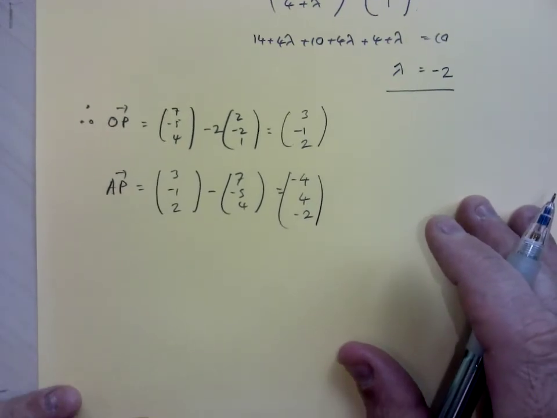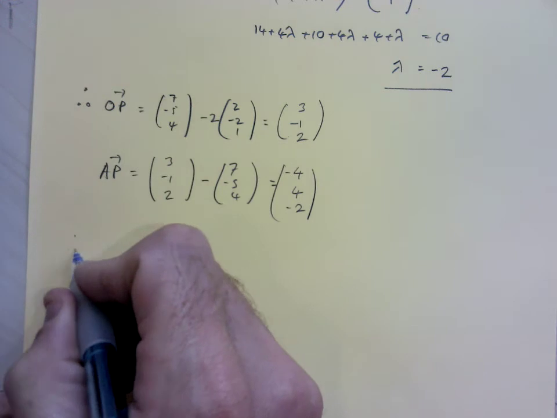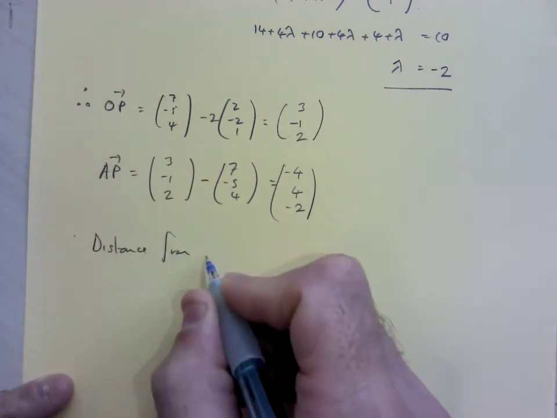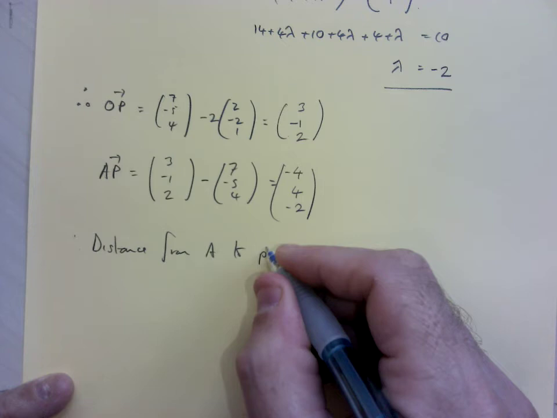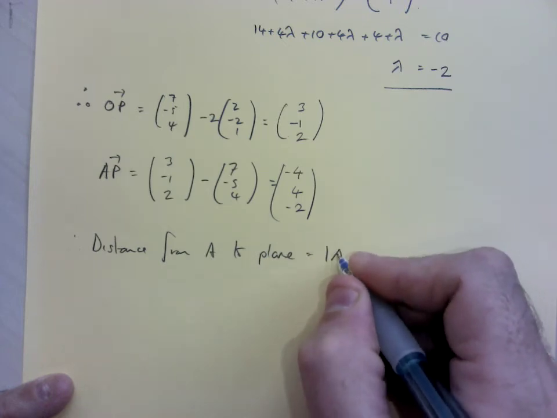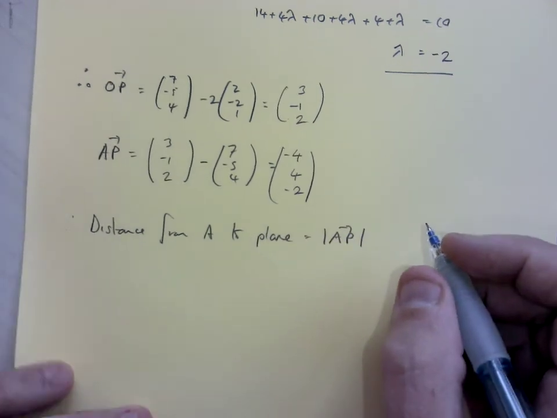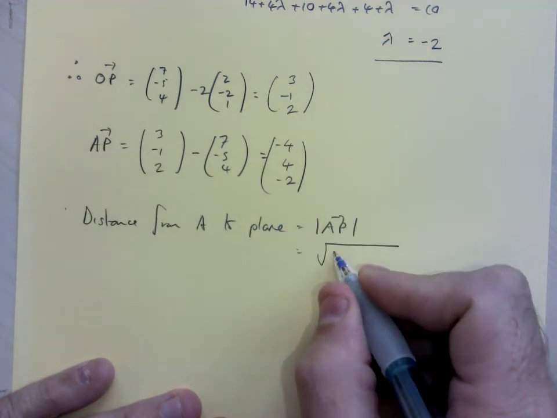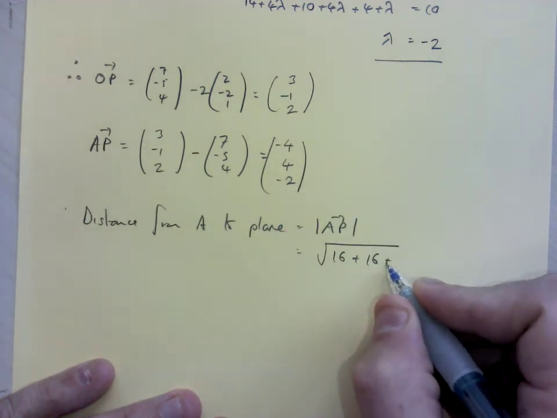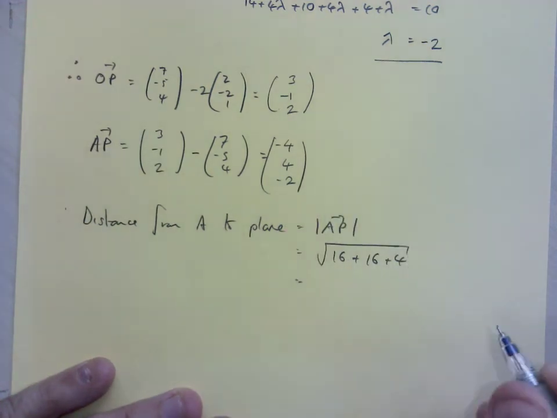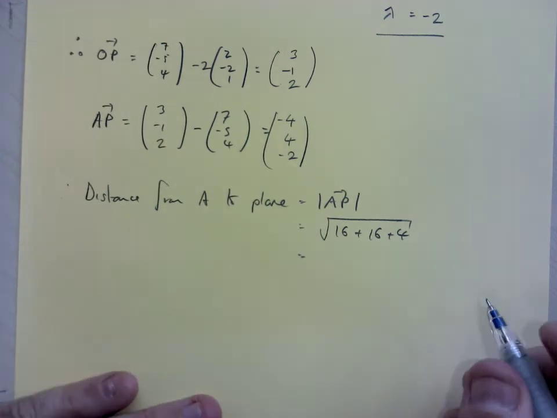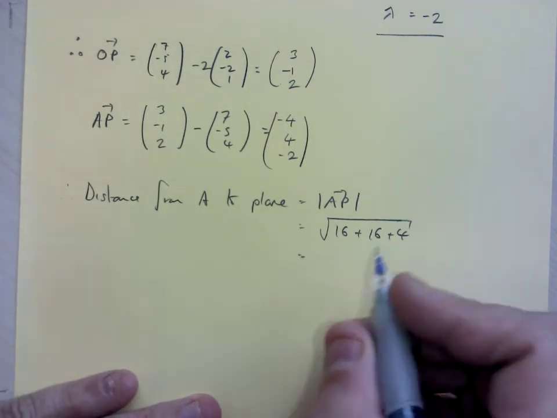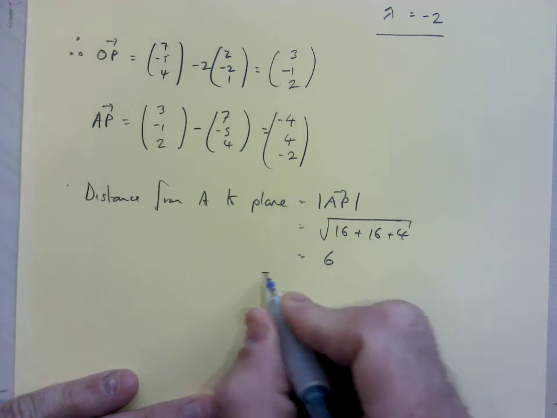And then I can finish this off. So therefore, distance from A to the plane is equal to the length of the vector AP, which I can now work out is going to be the square root of 16 + 16 + 4. Turns out to be, what's that? That's root 36, which is 6.